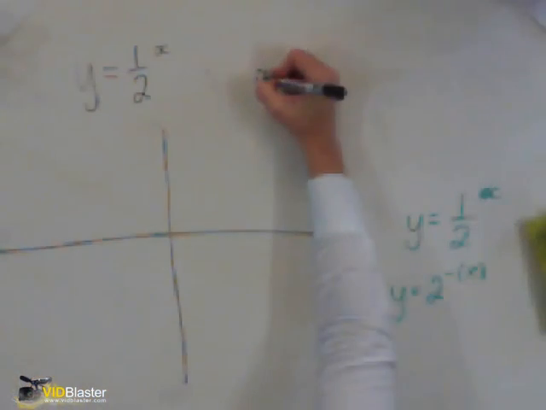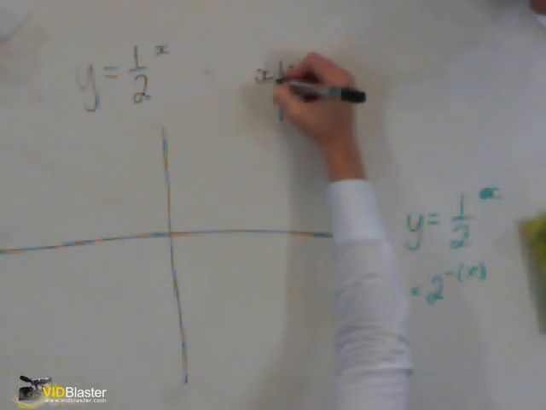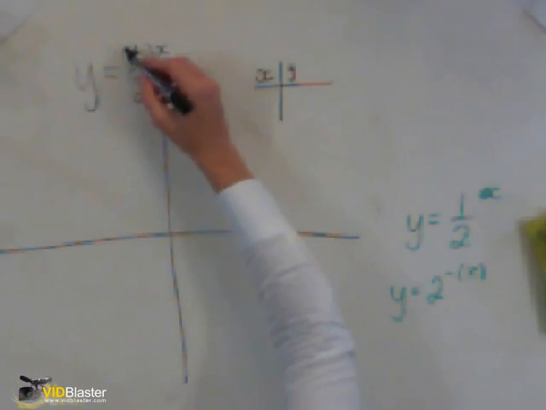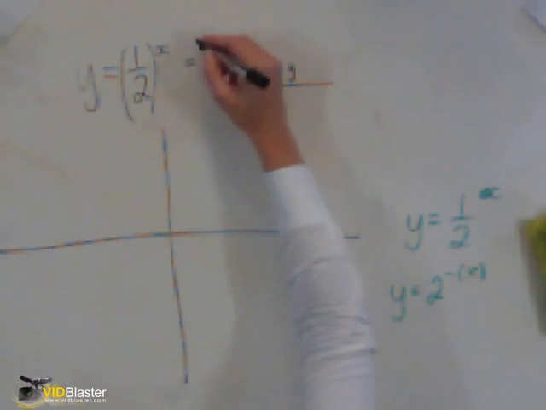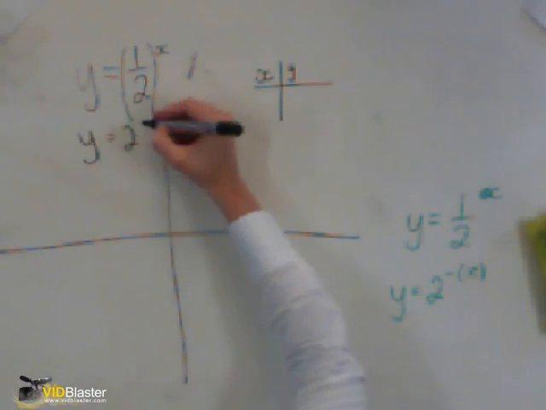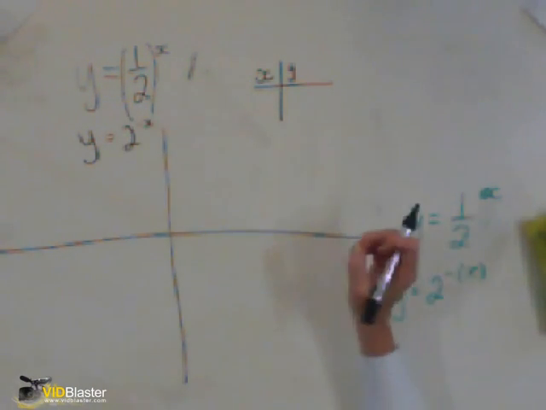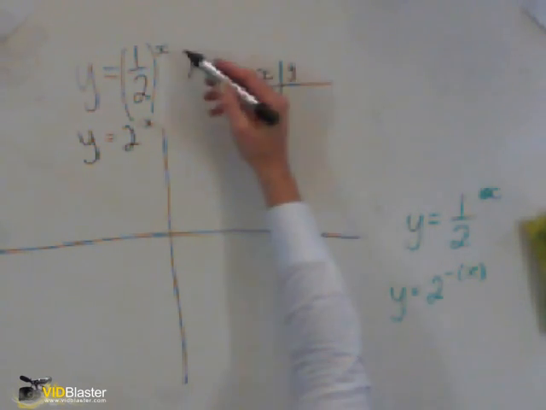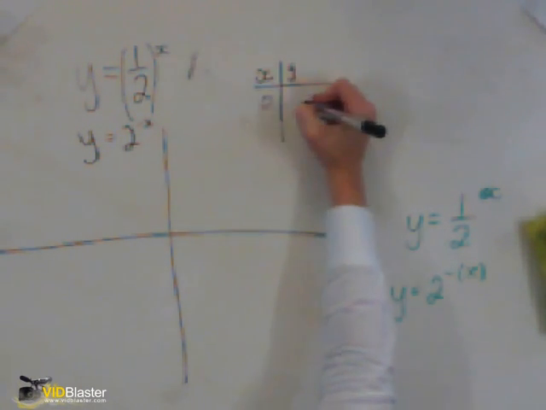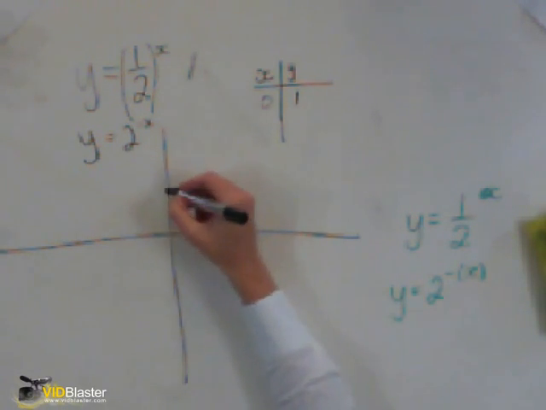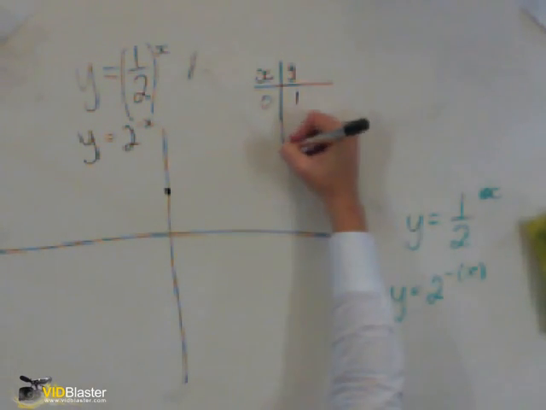Okay, so y equals a half to the power of x can also be written as 2 to the power of negative x. So let's have a look at it like this: where x is 0, 2 to the power of 0 is 1. So we know that where x is 0, y is 1. So it's going to go through this point. So we've got 1 mark so far.